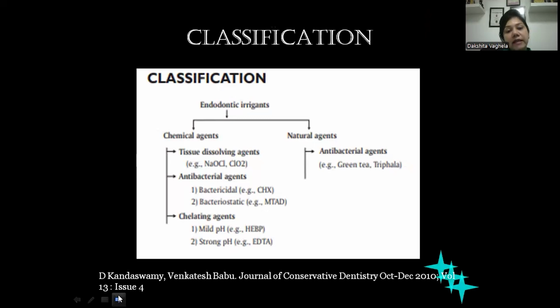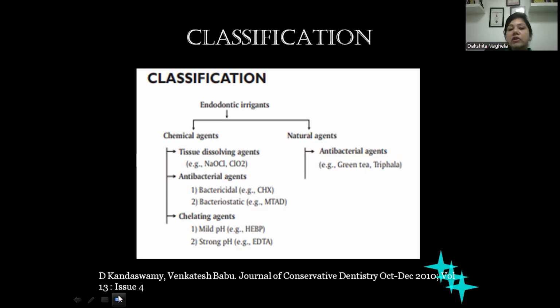Now, to classify the irrigating solutions, a very easy classification was given by Dr. Kandaswamy and Dr. Venkatesh Babu, and this was in 2010 that this classification came. So we have endodontic irrigants, and broadly they are classified into chemical agents and the natural agents. So in the natural agents, you have antibacterial agents, like your green tea, triphala, and the chemical agents are further subdivided into tissue dissolving agents, antibacterial agents, and chelating agents.